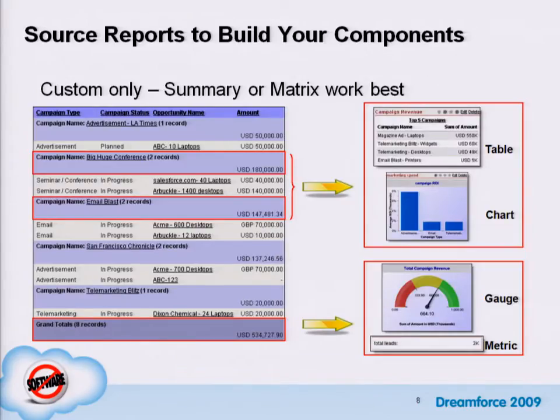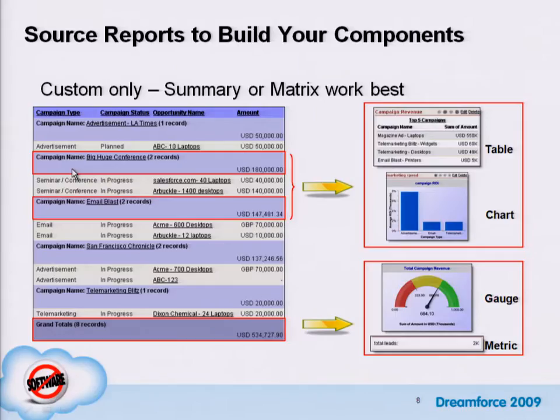Now, what you have to remember is that the dashboard or the components of the dashboard do not actually summarize the data for you and display it in a summarized form. The data must already be summarized in the source report that you're using. So let's have a look at an example here, what we mean by summarized. Here is a report that's allowing us to see opportunities organized according to the campaigns that they relate to. So we've got advertisement LA Times, that's a campaign with one opportunity below it. We've got Big Huge Conference, now that's a name for a campaign, where we've got a couple of associated opportunities.